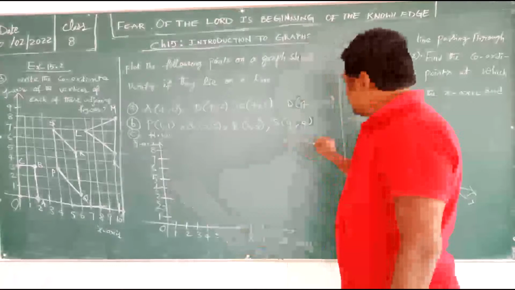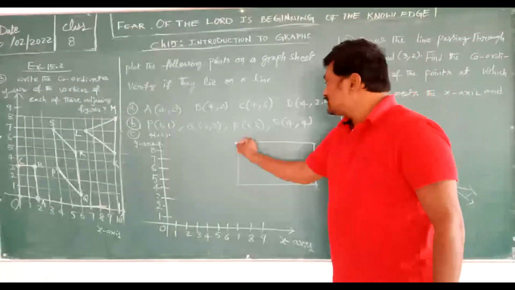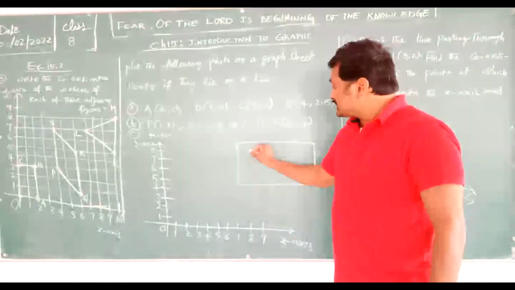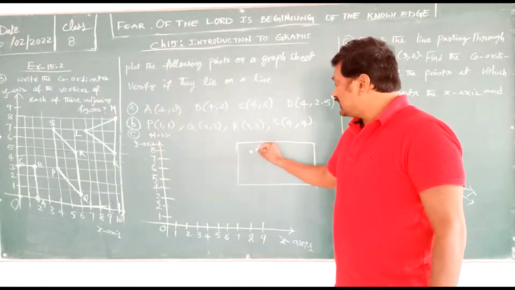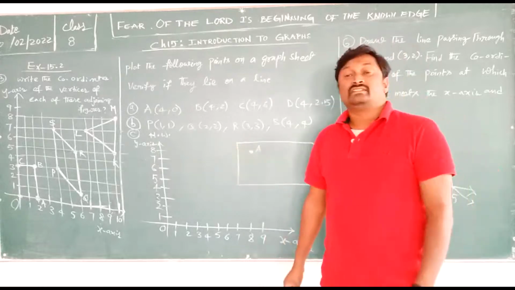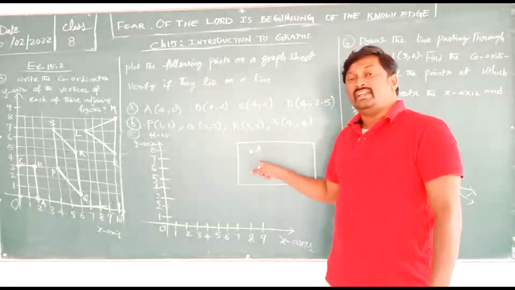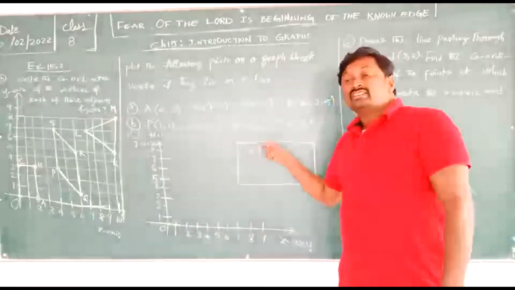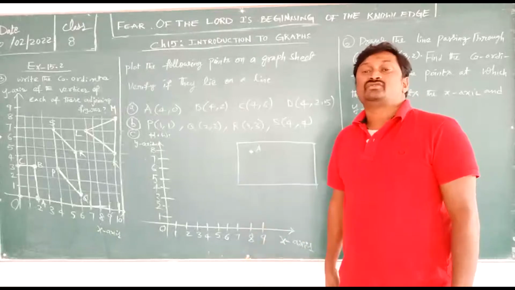So let's see here now. For example, think of this rectangular shape which I have drawn here as a board. And for example, I kept a point here. Let's say this point's name is A. How do we determine the position of this point A? For this, one great concept came out, that is coordinate geometry.